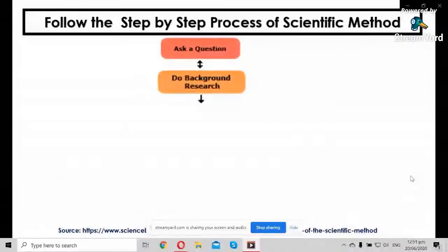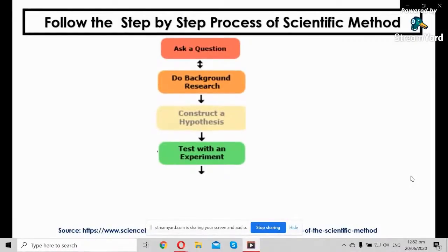Great. Do background research. What is the third step? Very good. You construct a hypothesis. Again, what is a hypothesis? Excellent work. Now, what is the fourth step? Correct. You test the hypothesis with an experiment. And what if the experiment or the procedure is not working? Or working? We have two options. Do you remember the options? What are the options? Very good. It's a no or a yes.